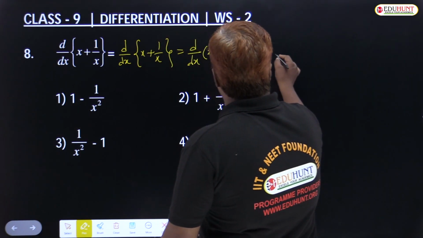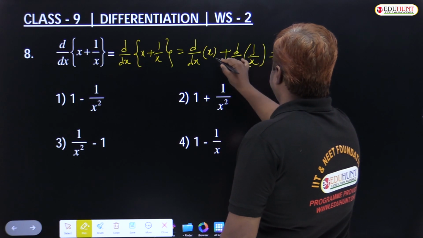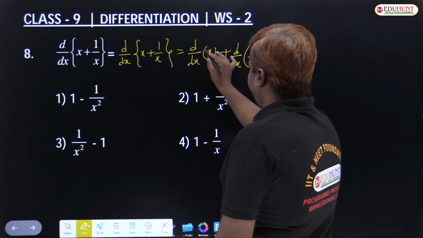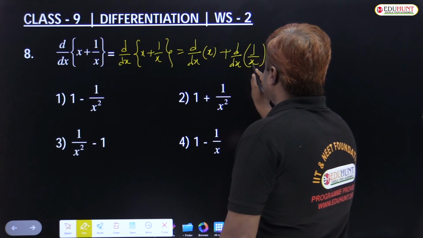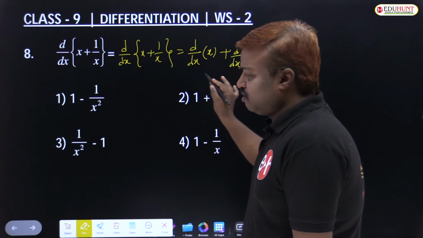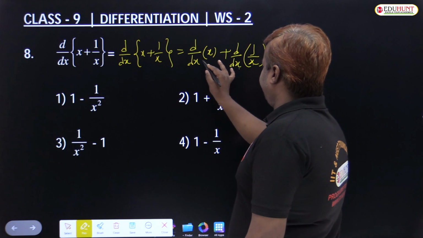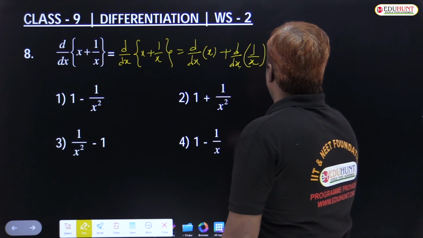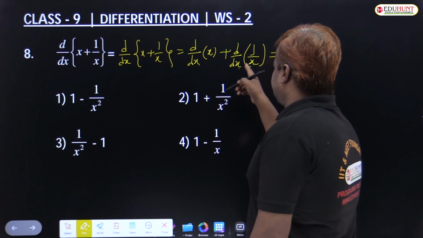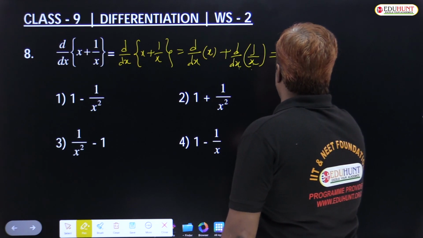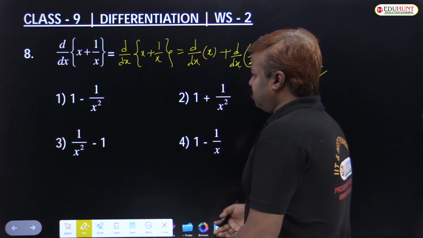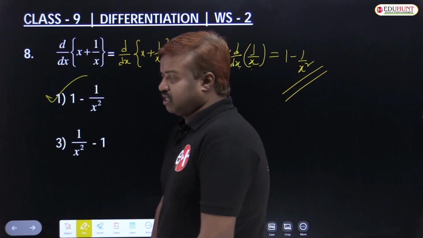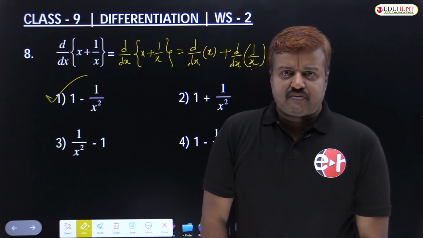So you can write this as derivative of x with respect to x, and derivative of 1 by x with respect to x, children. Derivative of x with respect to x means value 1. Derivative of 1 by x with respect to x means minus 1 by x square. So 1 minus 1 by x square is the final answer, which is in option number 1, children.